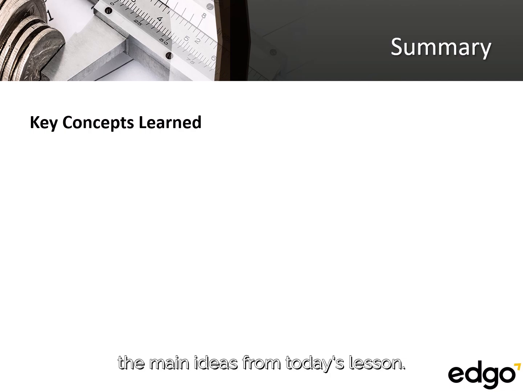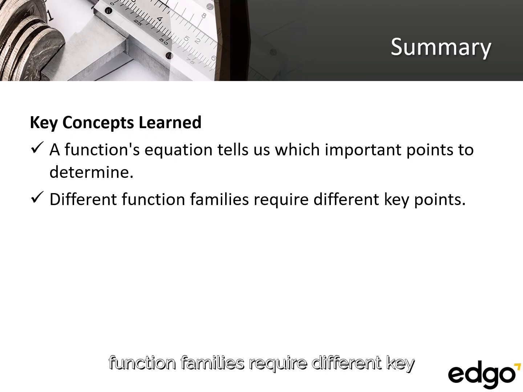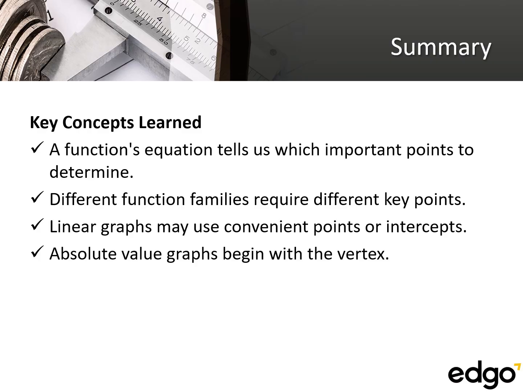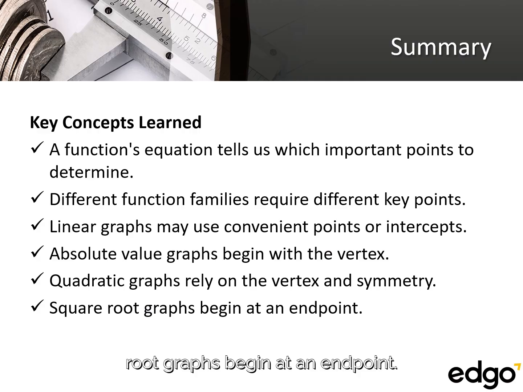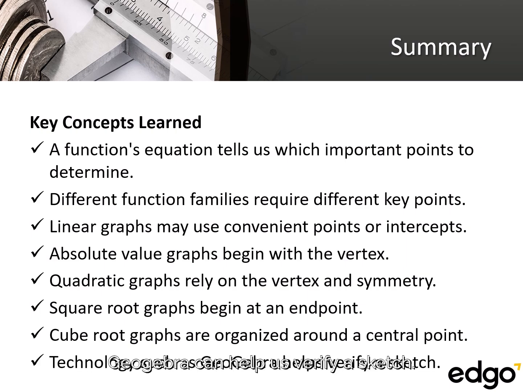Let's summarize the main ideas from today's lesson. A function's equation tells us which important points to determine. Different function families require different key points. Linear graphs may use convenient points or intercepts. Absolute value graphs begin with the vertex. Quadratic graphs rely on the vertex and symmetry, and we can use convenient symmetric points or intercepts. Square root graphs begin at an endpoint. Cube root graphs are organized around a central point. And technology such as GeoGebra can help us verify a sketch. That gives us the main strategy for moving from an equation to an accurate graph.